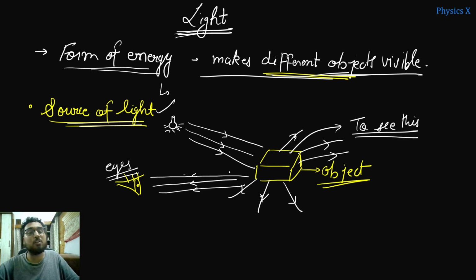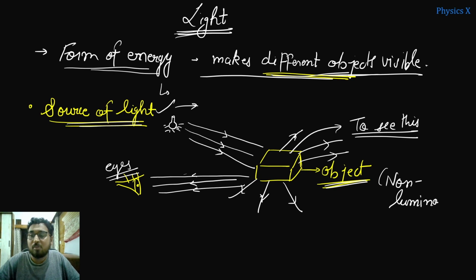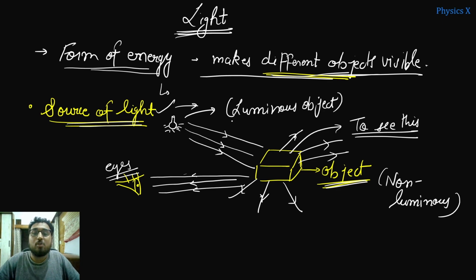This source of light we call a luminous object. We have classified different objects because this object in particular is not emitting any light, so we will call it a non-luminous object. And this source of light, because it is emitting light, we will call a luminous object. The objects which emit light, that means which are acting as a source of light, are called luminous objects.